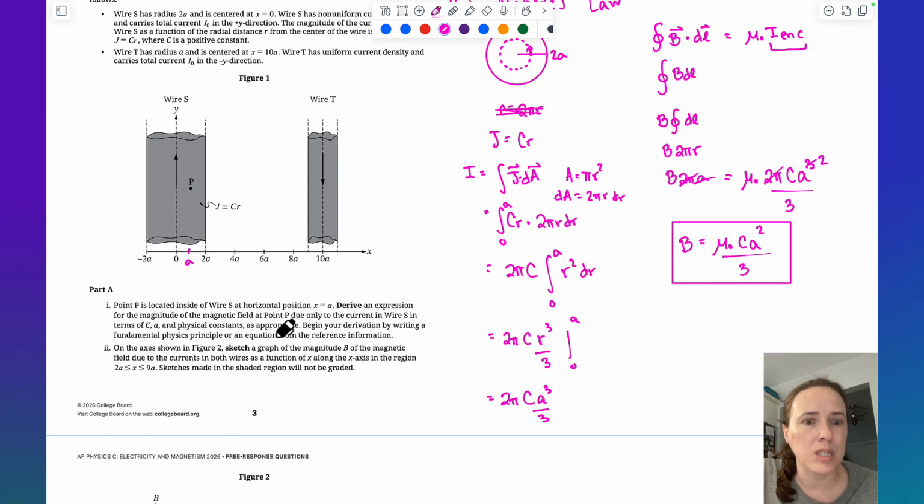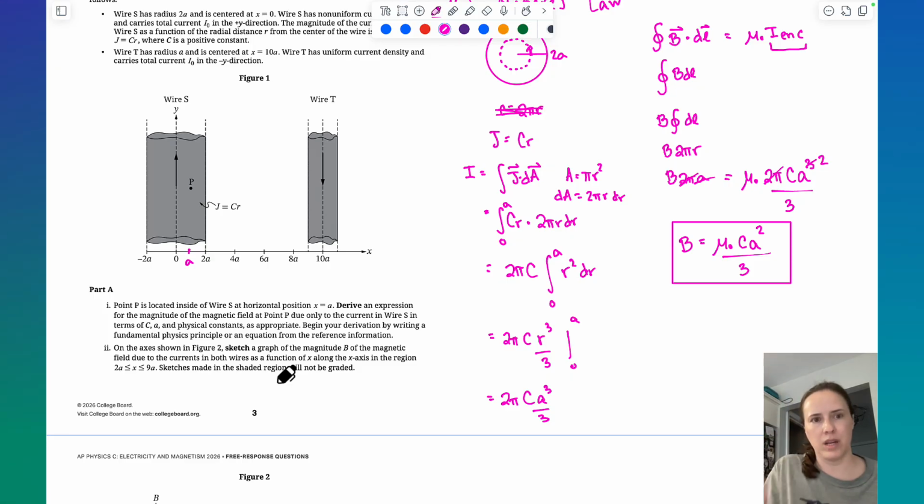We want to sketch a graph of the magnitude B of the magnetic field due to the currents in both wires as a function of x along the x-axis in the region 2a to 9a. So in this empty gap in here. Okay, so that means we're going to want to bust out some right-hand rules.